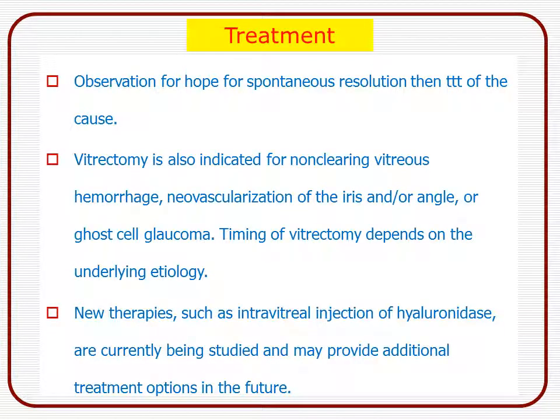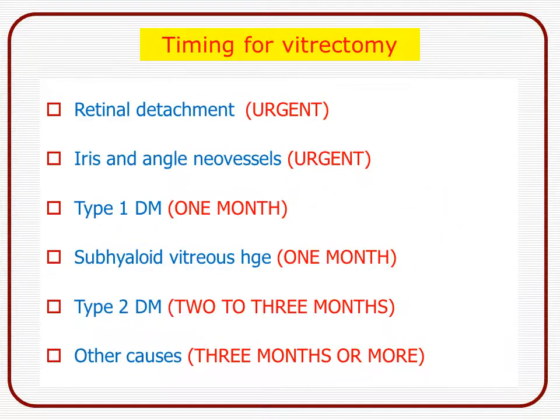Treatment is observation in the hope of spontaneous resolution, then treatment of the cause. Vitrectomy is also indicated for non-clearing vitreous hemorrhage, new vascularization of the iris and/or the angle, or ghost cell glaucoma. Timing of the vitrectomy depends on the underlying etiology. New therapies such as intravitreal injection of hyaluronidase are currently being studied and may provide additional treatment options in the future.